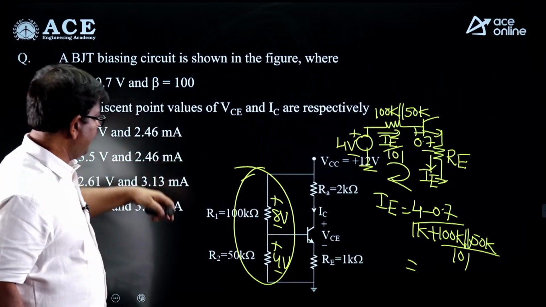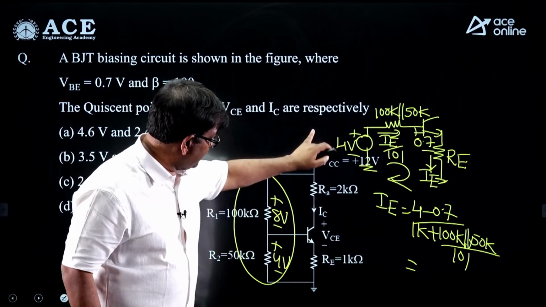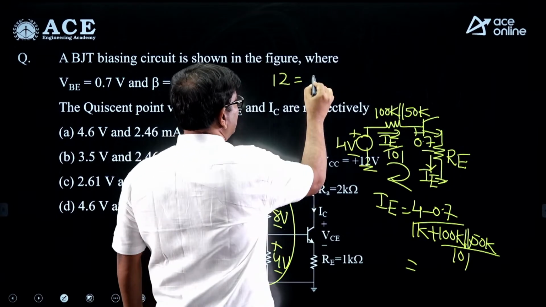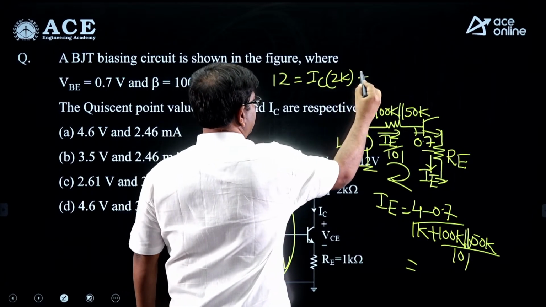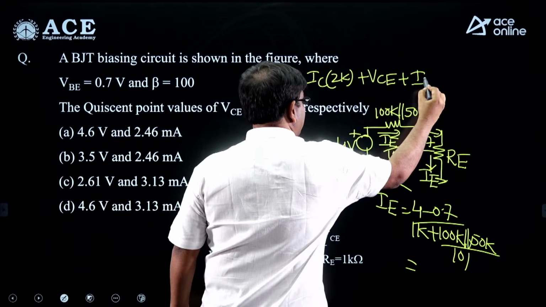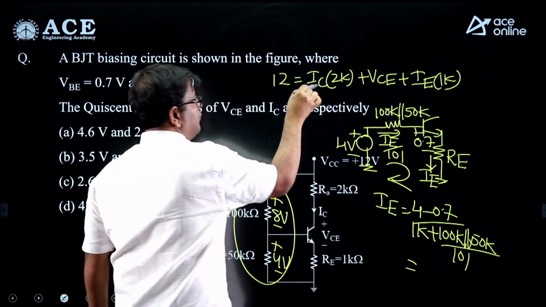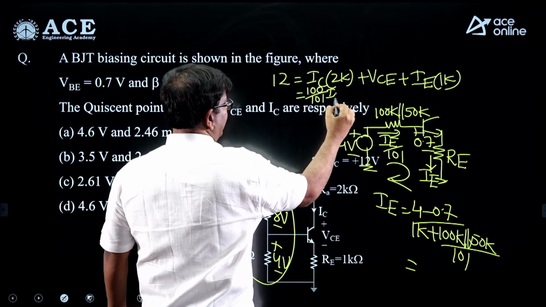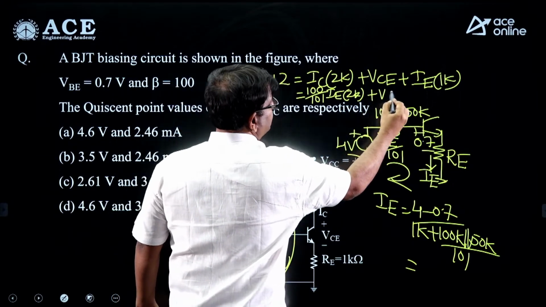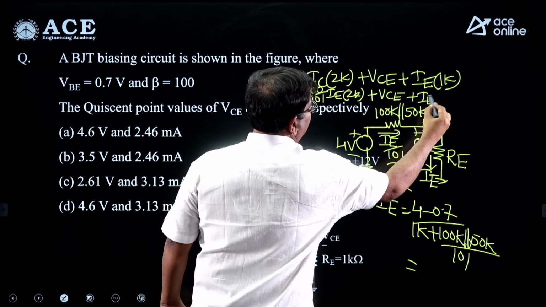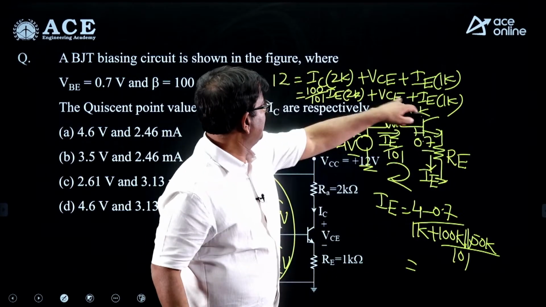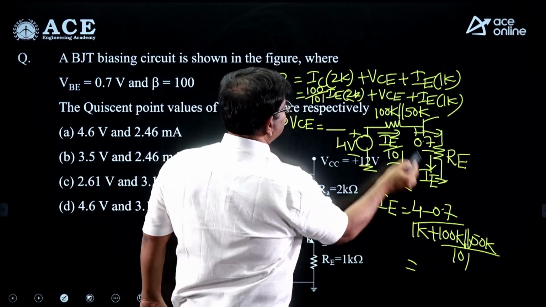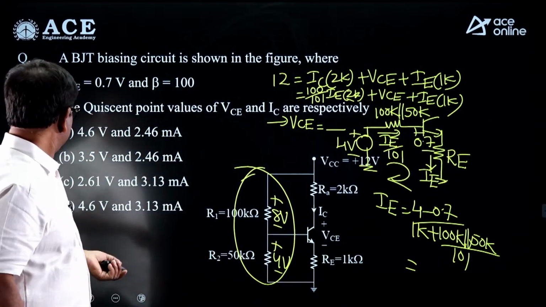But you are asked to find the Q point, which is VC. So one single KVL here again. VCC is 12 volts. So 12 is going to be equal to IC into 2K plus VC plus IE into 1K. And don't forget the relationship between IC and IE. IC is alpha IE, alpha is 100 by 101. So 12 equals alpha IE into 2K plus VC plus IE into 1K. Please substitute this answer here, you will get VC. So VC is ready. Okay. So we'll see the last one.